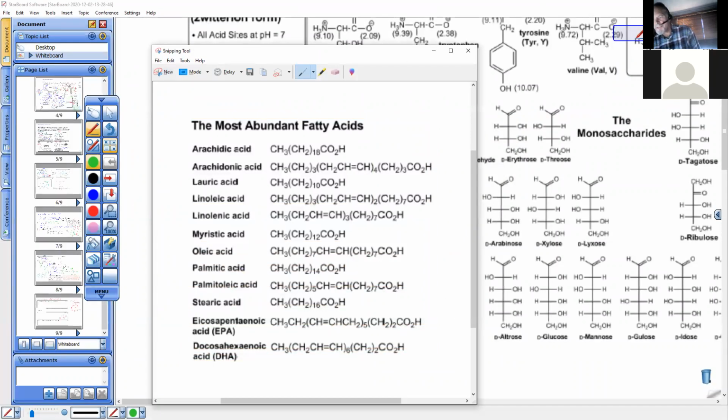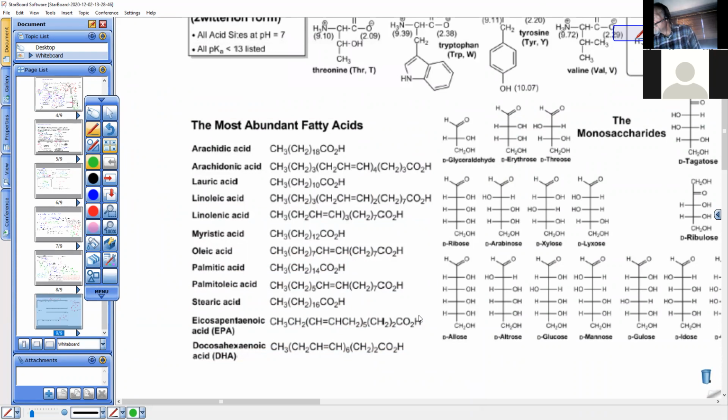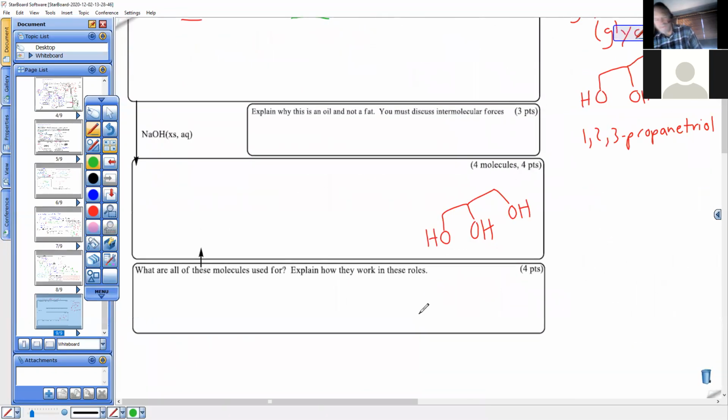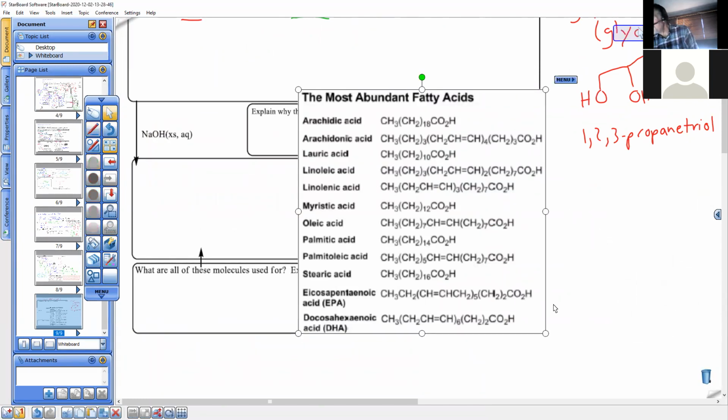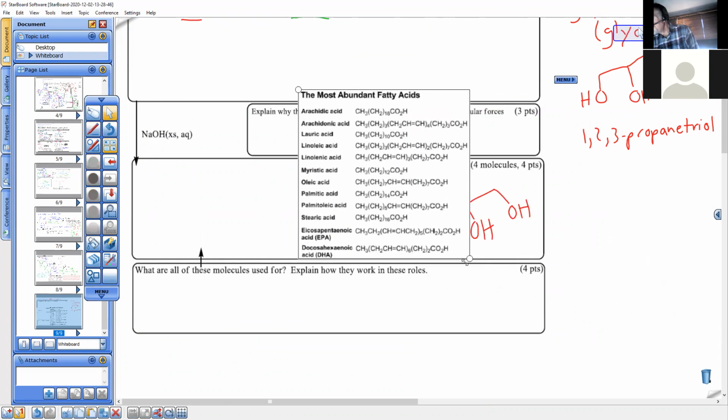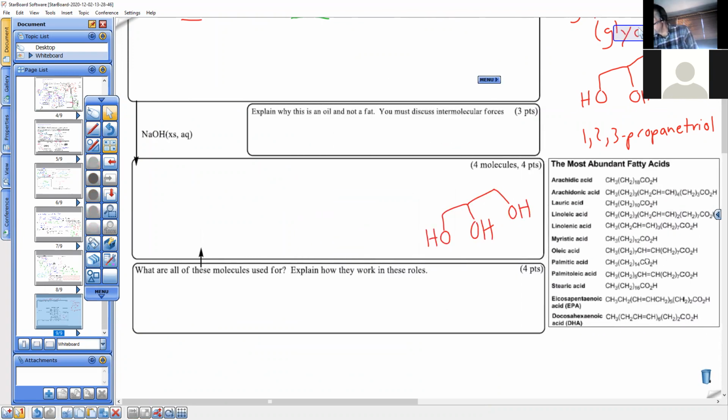Okay, go on our last page here. Waiting. I think it's clear enough over there, huh?